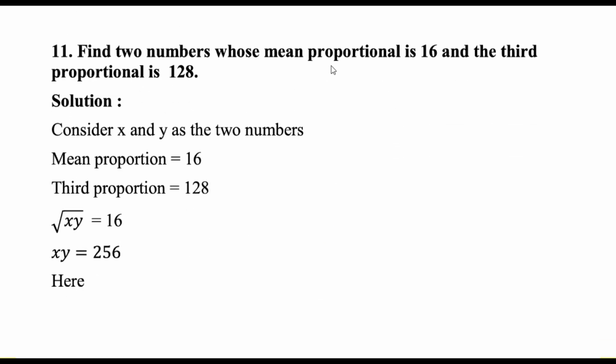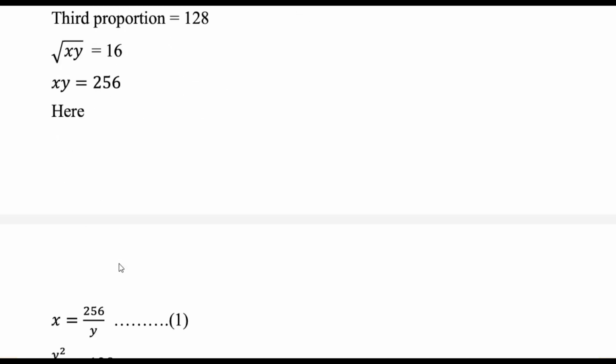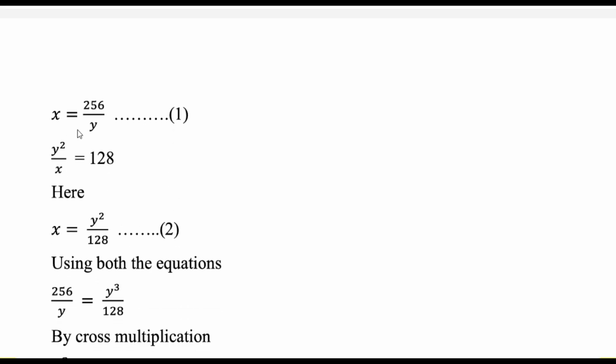Find two numbers whose mean proportional is 16 and third proportional is 128. So consider x and y are the two numbers. The mean proportional is 16, the third proportional is 128. So root over xy is equal to 16, xy is equal to 256. So here x is equal to 256 by y.